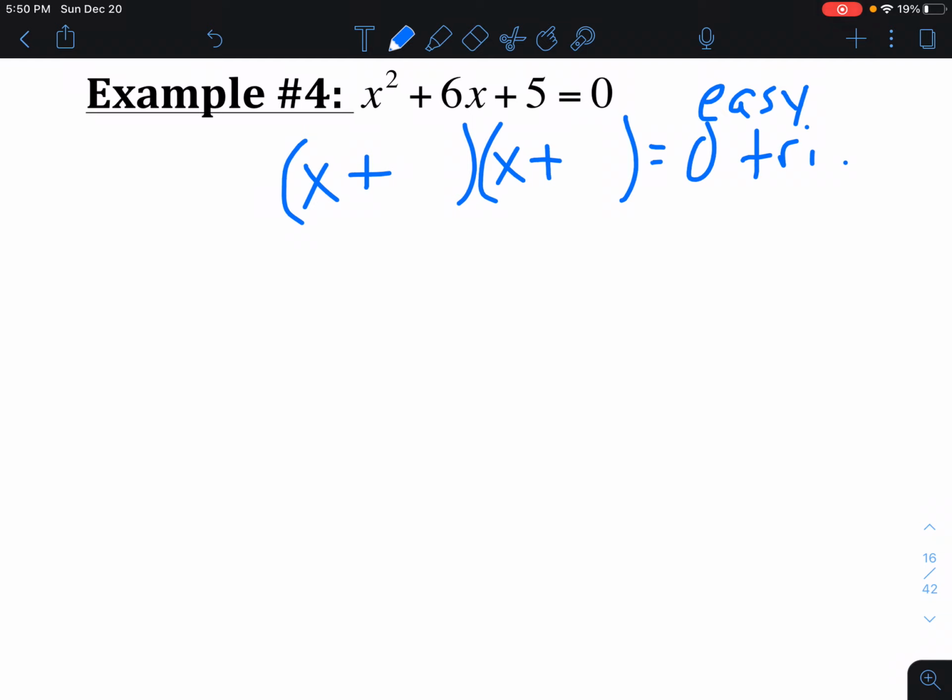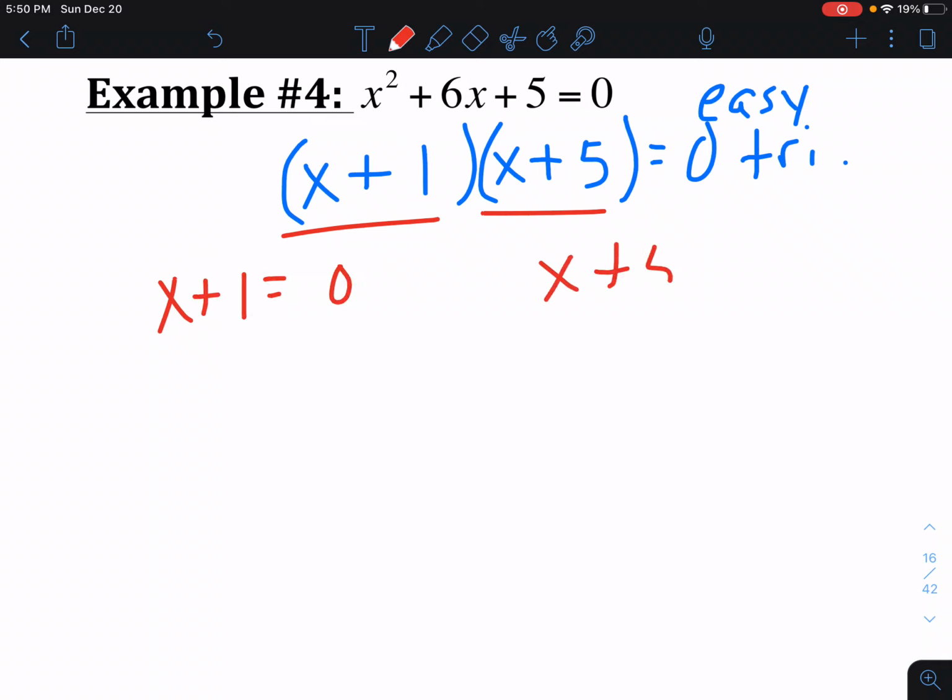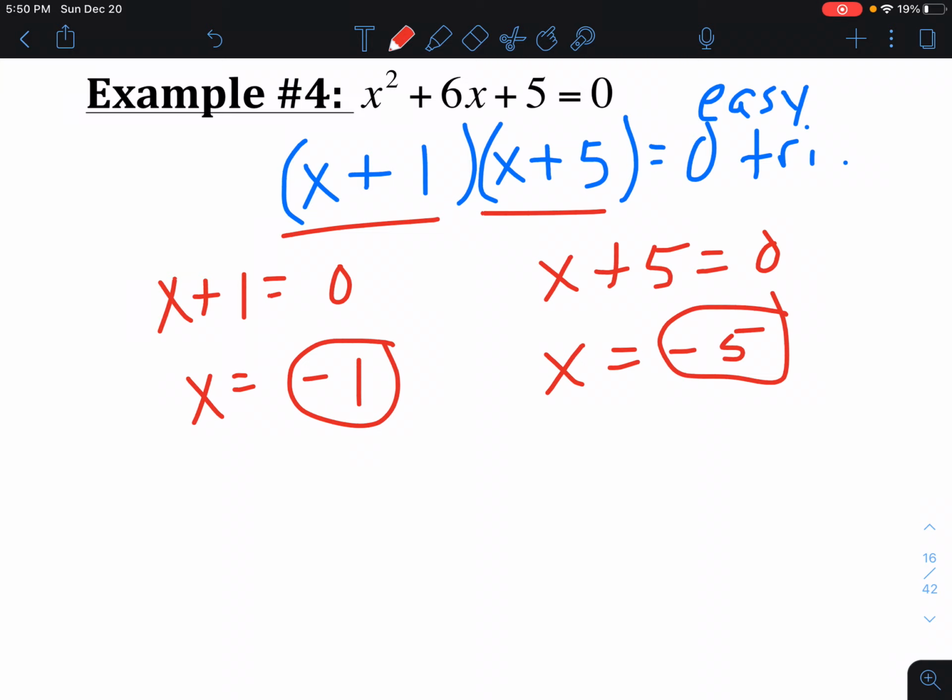There's no minuses anywhere here. And remember the rule for the numbers. Two numbers that multiply to get 5 and add up to 6. Well, your only choices are 1 and 5, which do add up to 6. So here you got your two factors. So now you're going to get your two equations and get your two answers. So x plus 1 equals 0 and x plus 5 equals 0 are your two equations. And then you're going to solve each of them. The first one, subtract 1 to get -1. The second one, subtract 5 to get -5. Done.